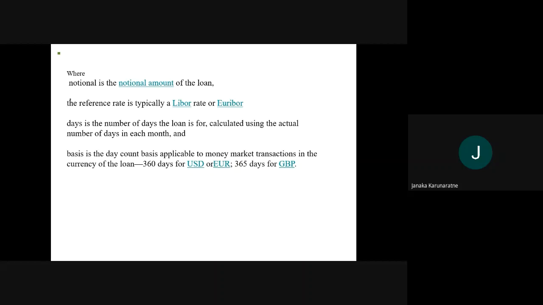So the notional is the notional amount of the loan. The reference rate is whatever the interest rate is: LIBOR, SLIBOR, Euribor, whatever. And the day count convention is generally US 360, Europe 365, and UK 365, or sometimes 364.